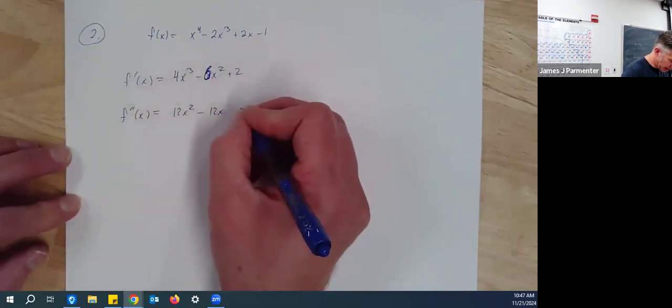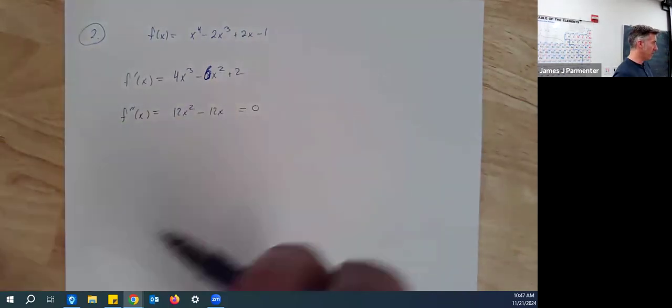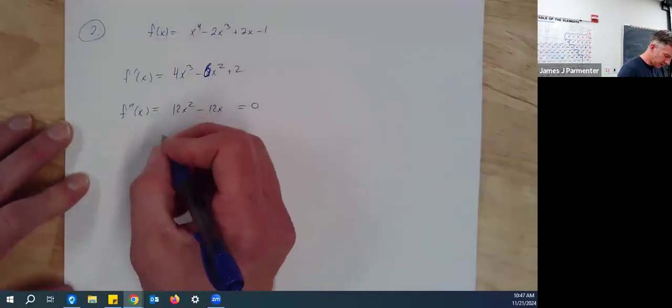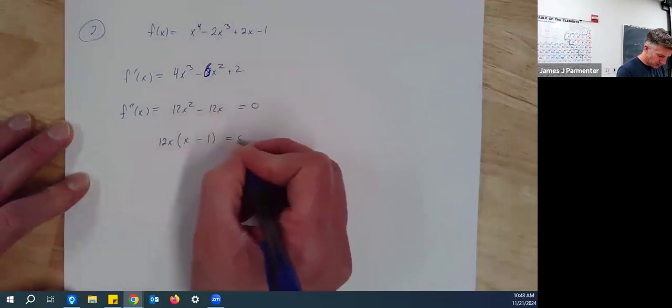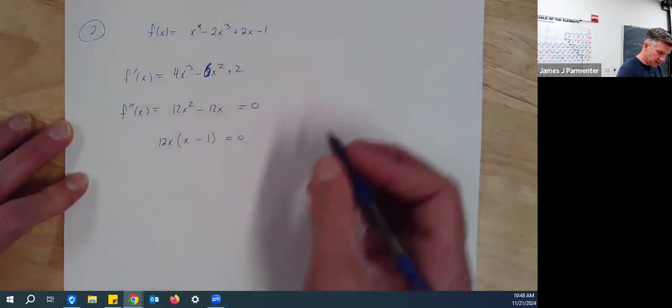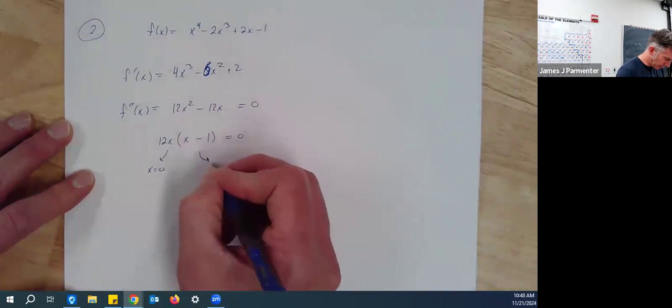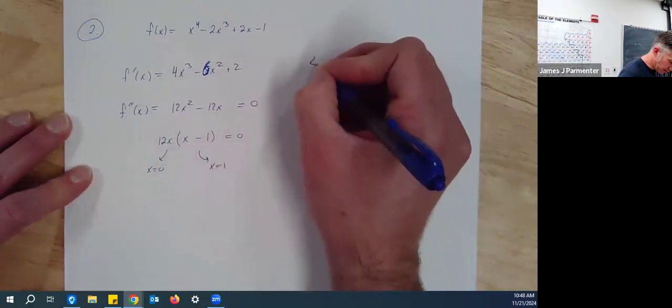And I'm going to set that equal to 0, because I want to find where the second derivative sign might change from negative to positive or positive to negative. Then we're going to factor as much as possible. So I'm going to factor out the 12x from both of those pieces. I'm left with an x there and a 1 there. So it looks like the points on my number line are going to be x equal to 0, x equal to 1.